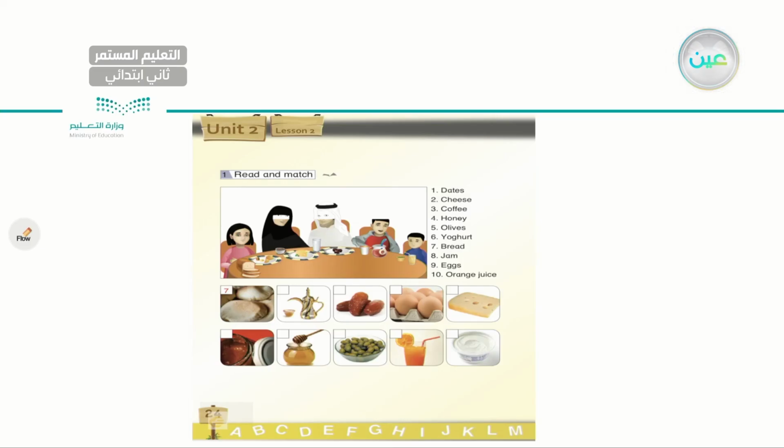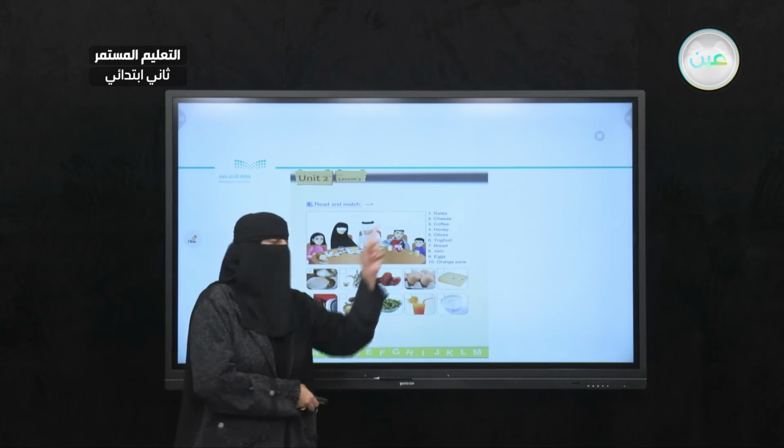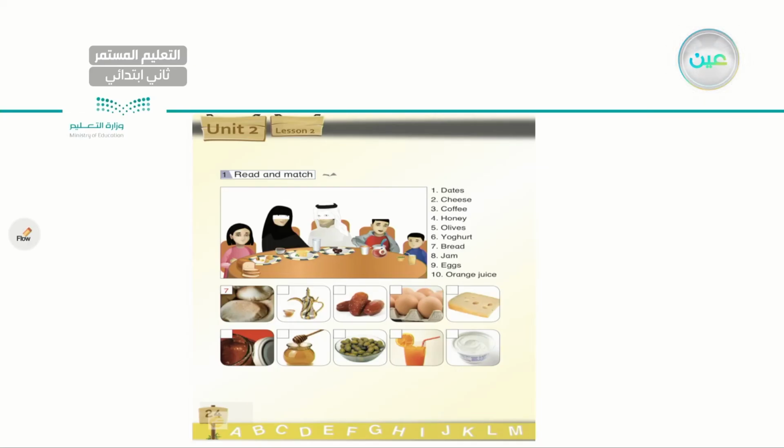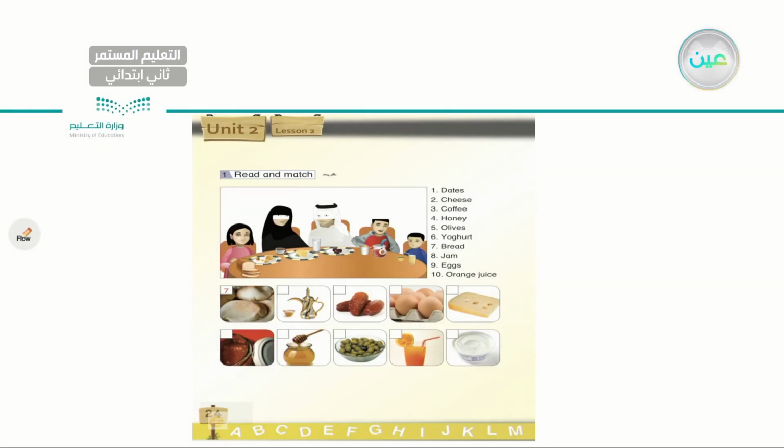Now, have your books ready at page 24. Read and match. So now here I have 10 different names with 10 pictures. What are we going to do? We will be matching the names or the numbers with the correct picture. But let's read them first. Number 1, I have dates.